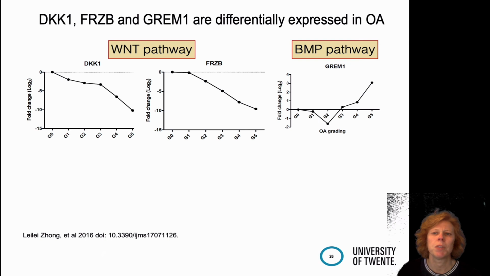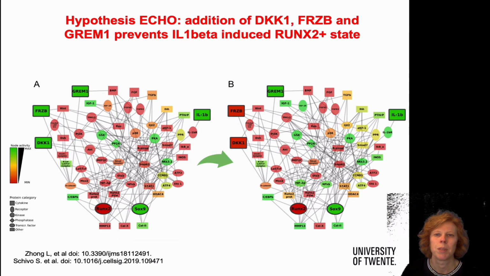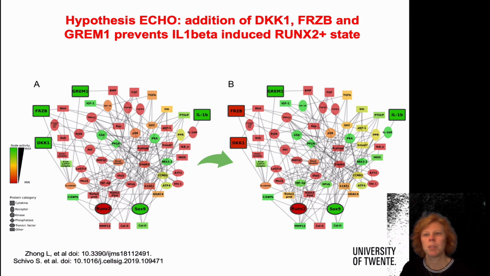So what difference between healthy and osteoarthritic cells could explain this? We have found before that the factors DKK1, FRZB and GREM1 are found in articular, but not in growth plate cartilage. In addition, we have found that the DKK1 and FRZB expression gradually decreases as OA progresses. For GREM1, this is not really true. At first it seems to decrease, but then later increases again. We therefore activated DKK1, FRZB and GREM1 in our ECHO model in the presence of interleukin-1.